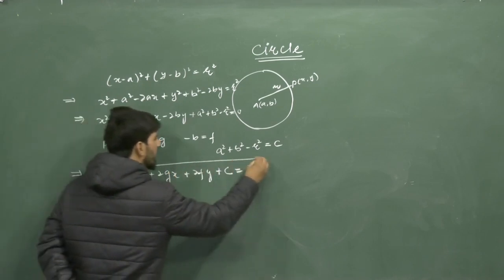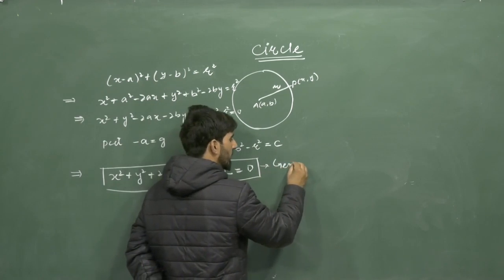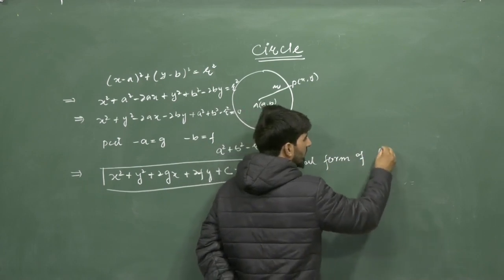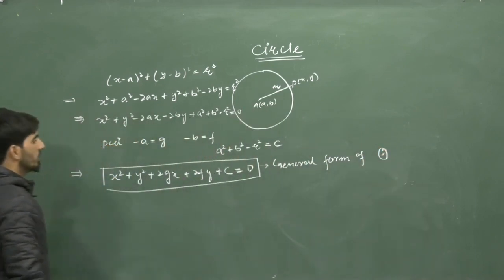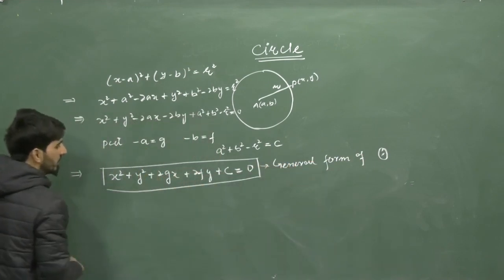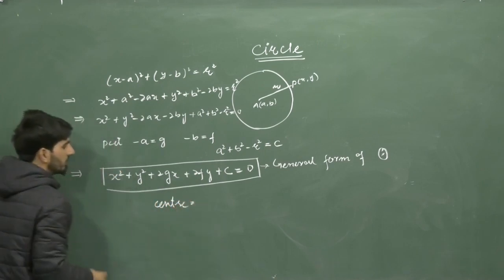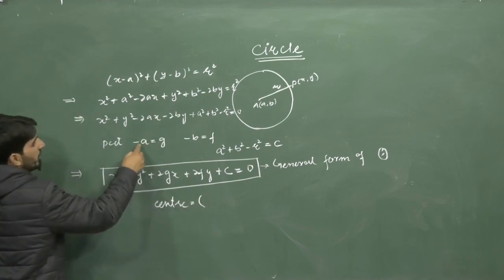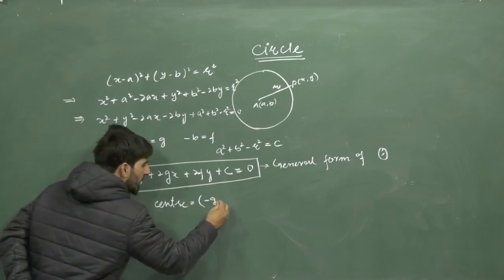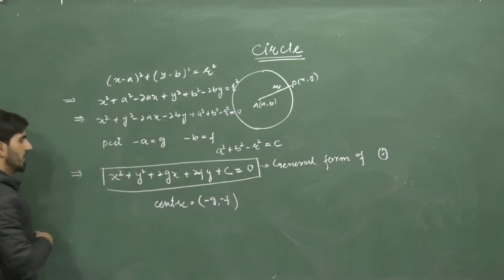This equation is known as the general form of circle. So this is the general equation of circle with center: as we know that a and b is the center of the circle, so minus g and minus f will be the center of this general form of the circle.